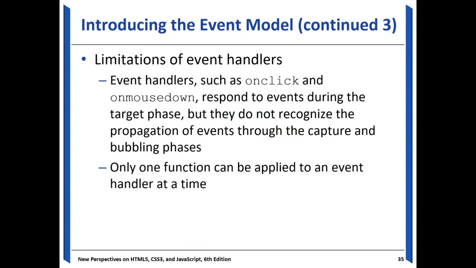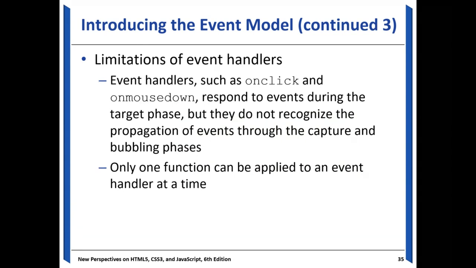There are limits to event handlers, such as onclick and onmousedown, for example. They respond to events during the target phase, but they don't recognize the propagation of events through the capture or bubbling phase. And also, only one function can be applied to an event handler at a time.